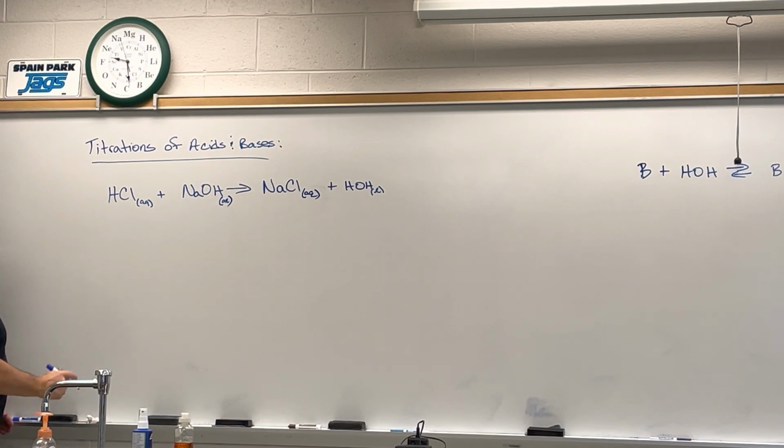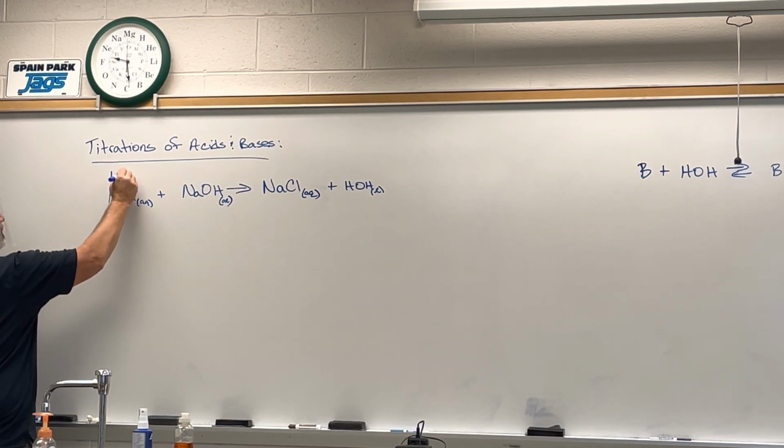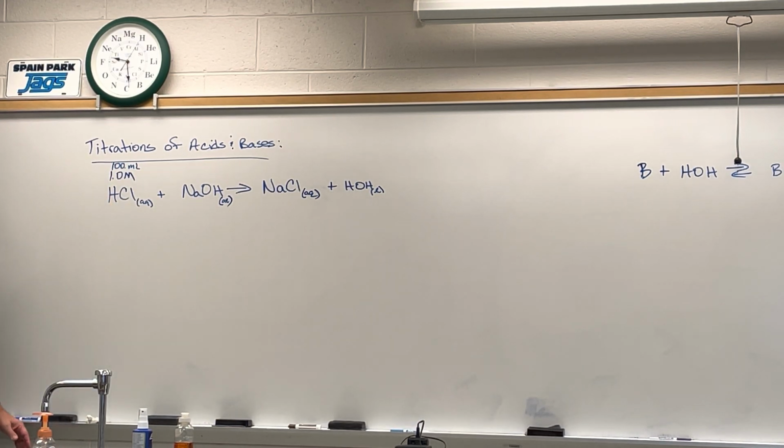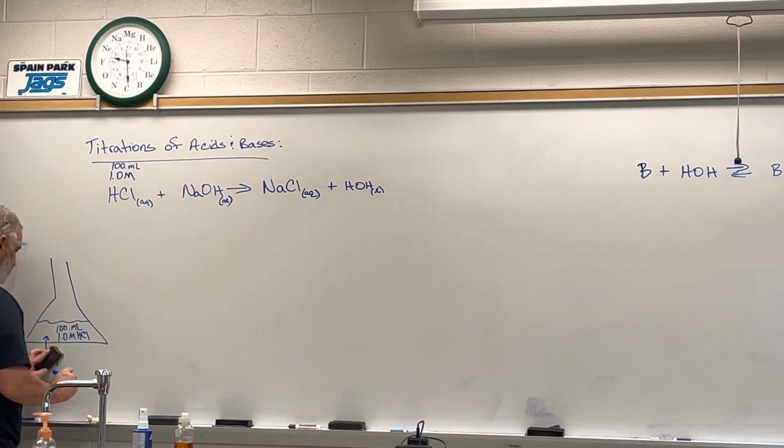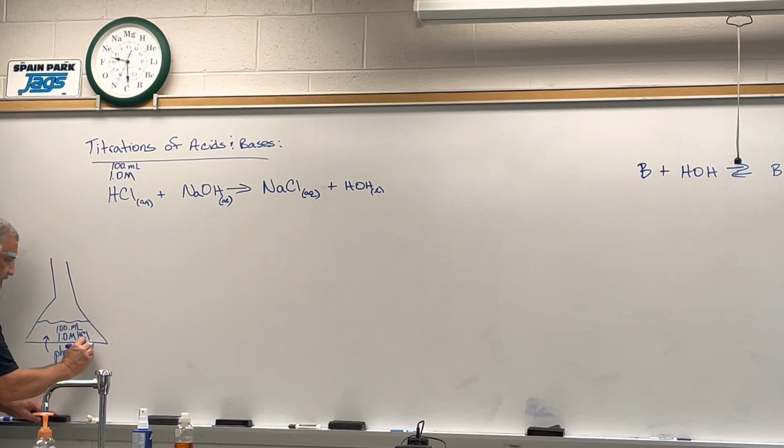Now, if I start off with 1 molar, and let's say 100 milliliters of this HCl, I want to titrate it, neutralize it with base. If you remember this setup, you'll have an Erlenmeyer flask with your 100 milliliters of 1 molar HCl in it, plus some phenolphthalein.